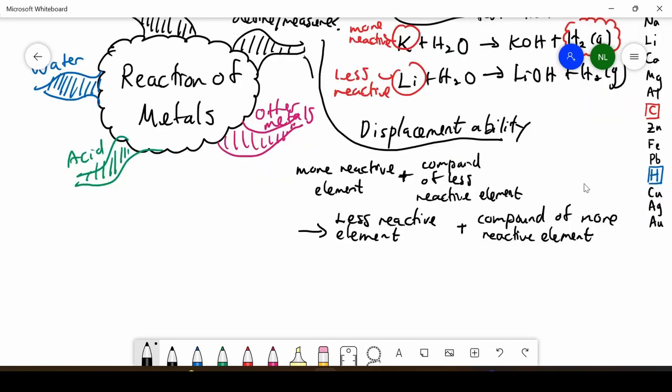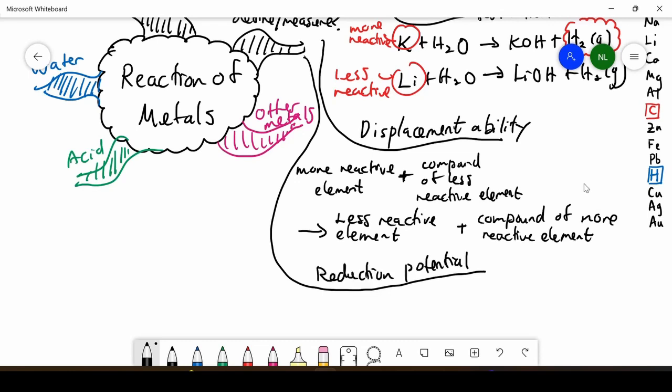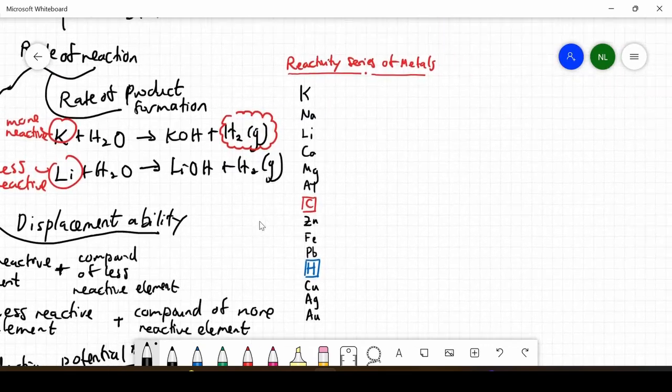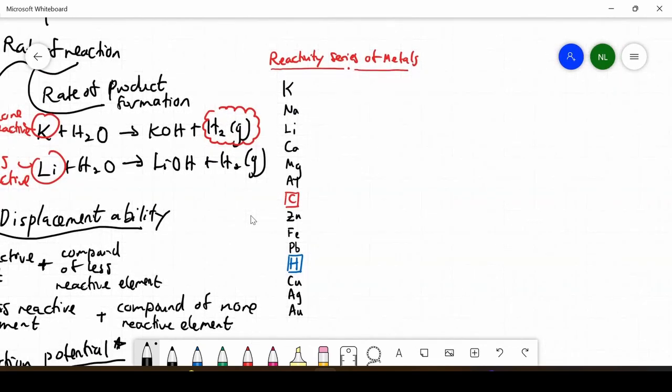In a branch of chemistry known as electrochemistry, reactivity is usually defined in terms of reduction potential, which is related to the ability of an atom or a molecule to attract electrons from other atoms. However, this is out of the scope of this introductory video. By measuring the reactivities of different metals, scientists can rank them from most reactive to least reactive in a list known as the reactivity series of metals. A simplified version of such a list is shown here.